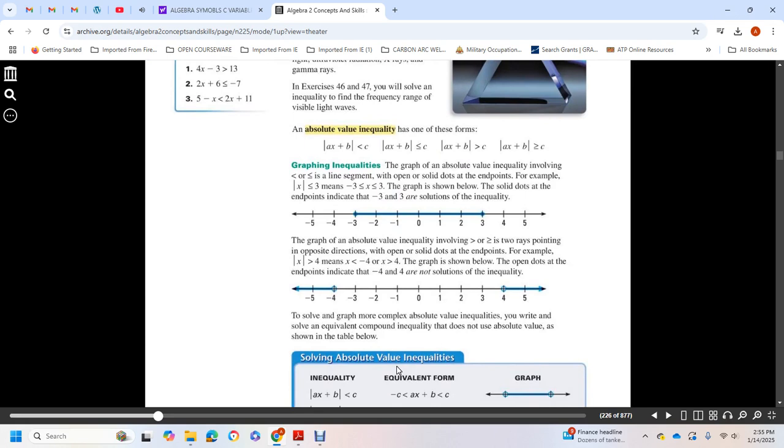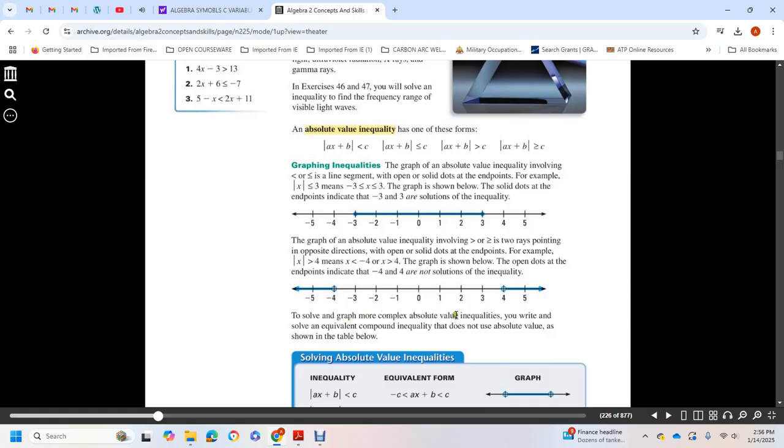The graph of an absolute value inequality involving greater than or greater than or equal to is two rays in opposite directions with open or solid dots at the endpoints. For example, the absolute value of x is greater than 4. This means x is less than negative 4, or x is greater than 4. The graph is shown below. The open dots at the endpoints indicate that negative 4 and 4 are not solutions of the inequality.